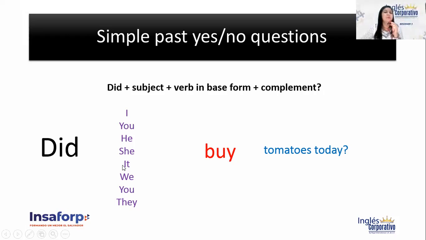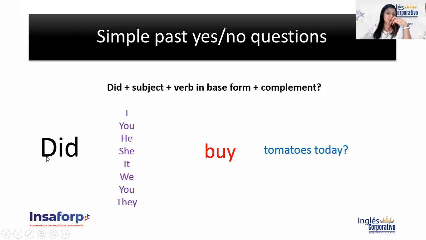For example, did I buy tomatoes today? Did you buy tomatoes today? Did he buy tomatoes today? Yes, I did. Did she buy tomatoes today? Did it buy tomatoes today? Did we buy tomatoes today? Did you buy tomatoes today? Did they buy tomatoes today?